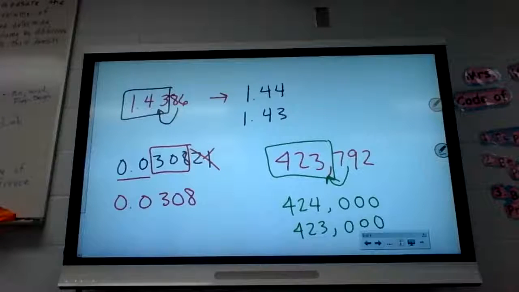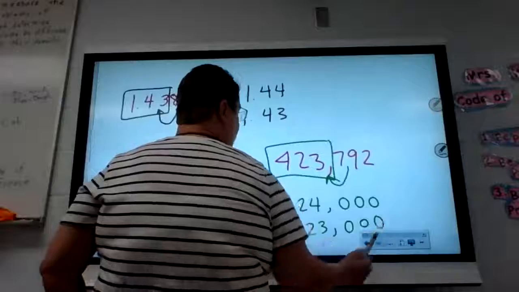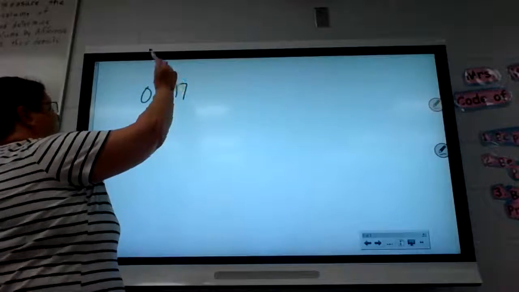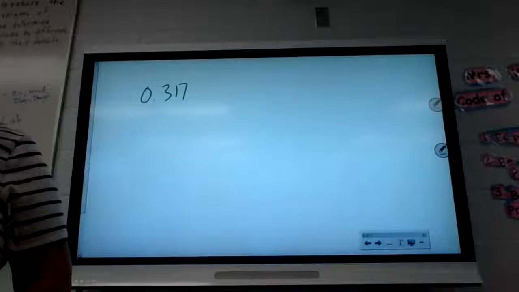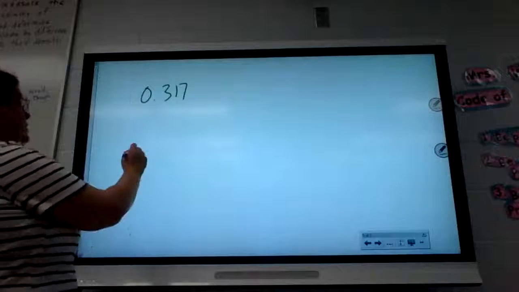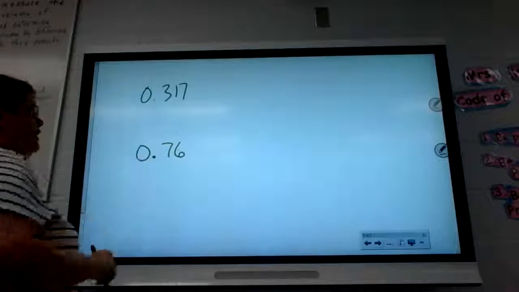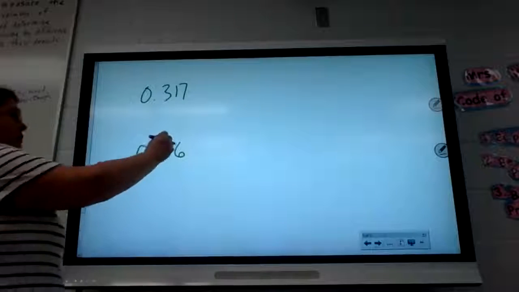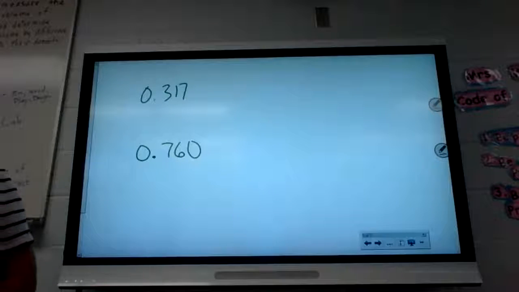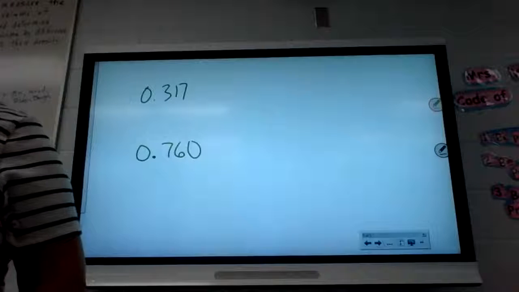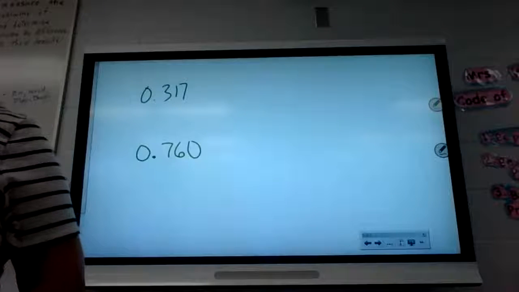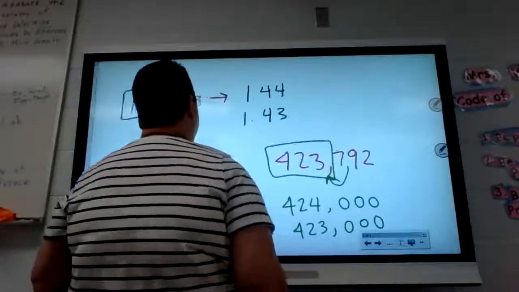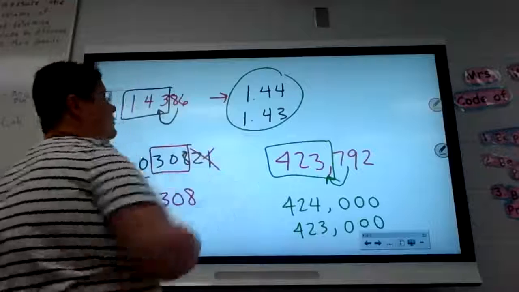All right, number 7. You have 0.317. How do you get 3 significant digits? Keep it how it is. And the last one, 0.76, only has how many? 2. How do you get 3? Add a 0. And you have 3.